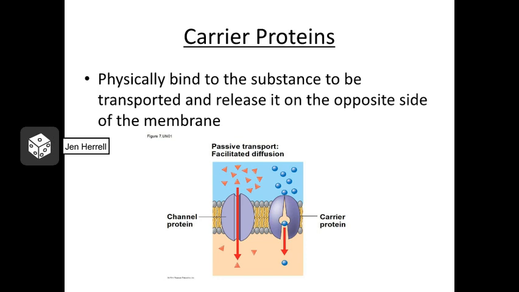Another type of transport proteins are called carrier proteins. Now, whereas a channel protein acts like a big open door and allows molecules to just flow through, carrier proteins are more like a revolving door. The molecule kind of pushes on that protein and it changes shape and takes it in, and then it changes its shape again and kind of pushes it through to the other side.